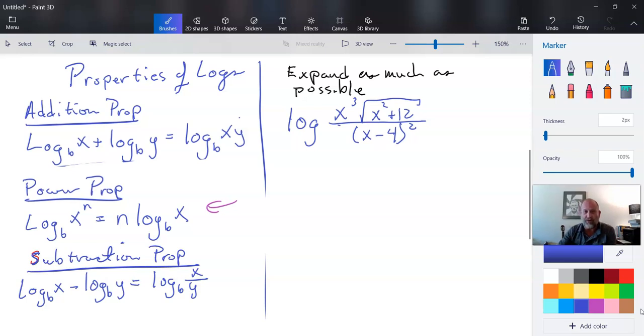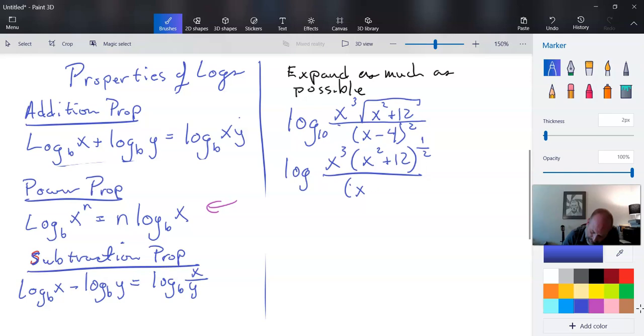Okay, I'm assuming you have paused it at this point. So some things I want to point out. First of all, the base of this log isn't written, right? And if it's not written, it is understood to be a base 10, right? So we just need to understand that that's a 10. You don't have to write the 10. Now, let's go ahead and rewrite this argument so that everything is exponents. I could have done this with the last one as well. So it's x to the third times x squared plus 12 to the 1/2 power over x minus 4 squared.